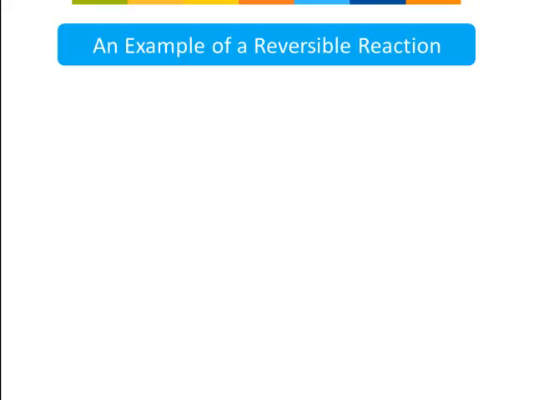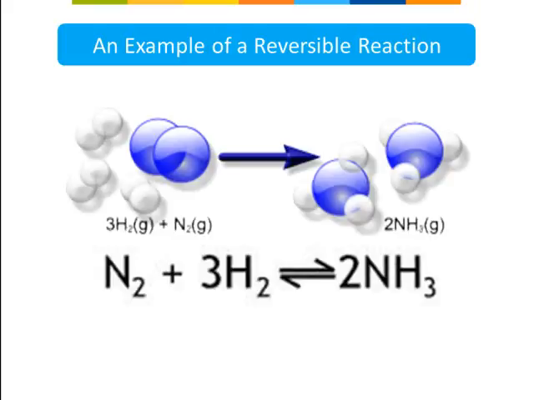An example of a reversible reaction: the formation of ammonia from nitrogen and hydrogen by Haber's process is one of the examples of reversible reaction. We will learn more about this process elaborately in higher classes. Now let's move on.